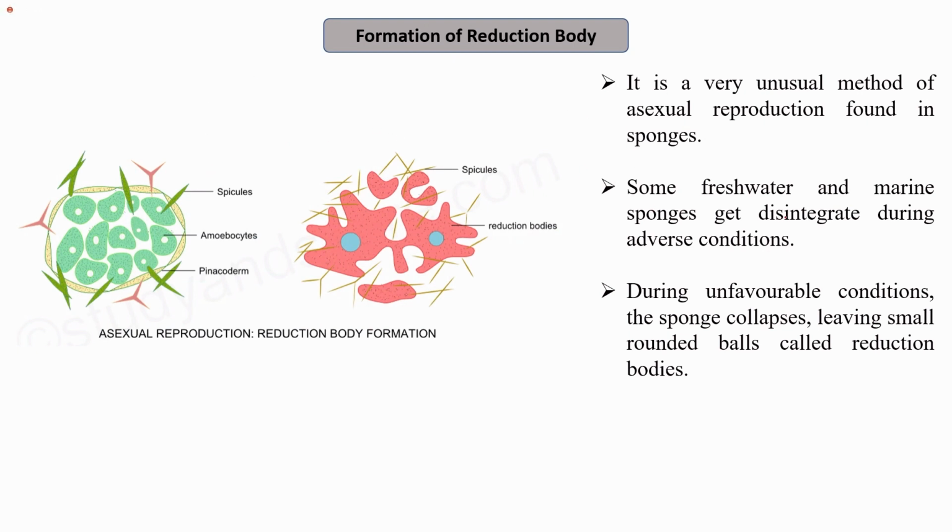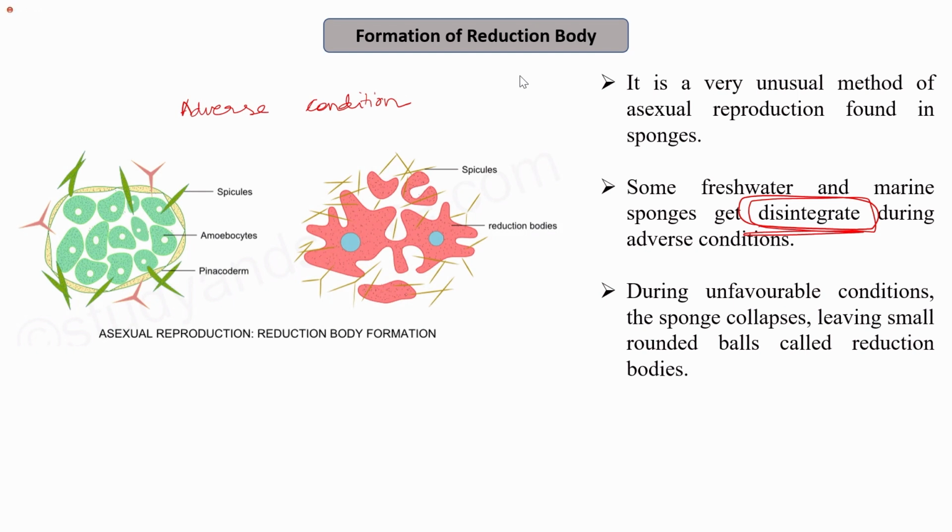And some freshwater and marine sponges disintegrate during adverse conditions. So formation of reduction bodies happens usually during the adverse condition. This is the mode of reproduction that mostly takes place during adverse conditions, where the sponges disintegrate. Its cells disintegrate because it only has a cellular level of organization.